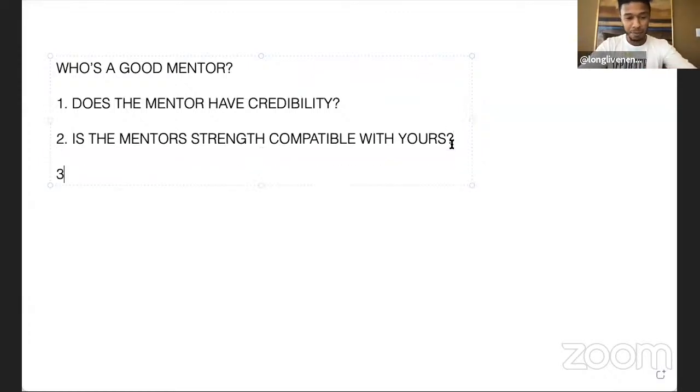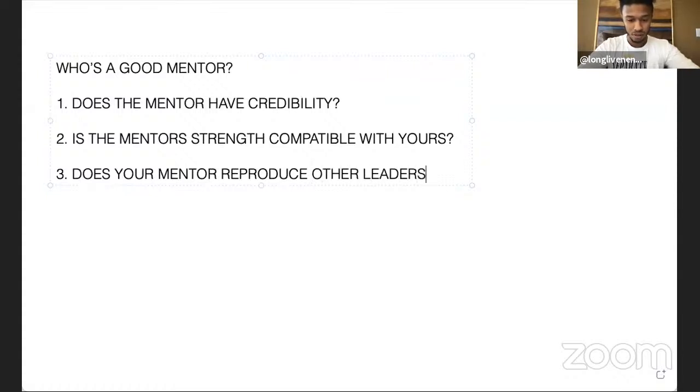All right, and then last but not least, number 3 is you got to ask yourself, does your mentor reproduce other leaders? Does your mentor reproduce other leaders? Has your mentor reproduced other leaders? You got to ask yourself that.